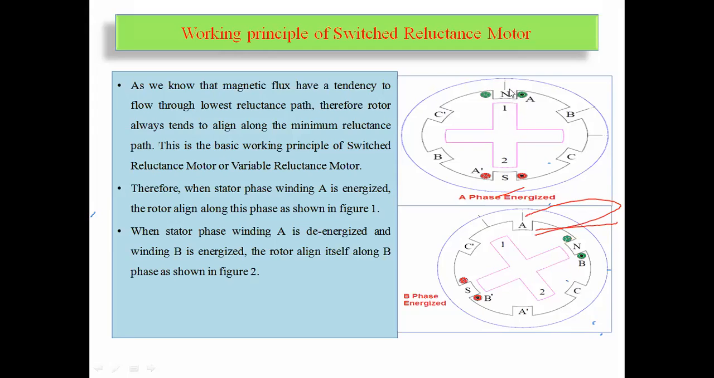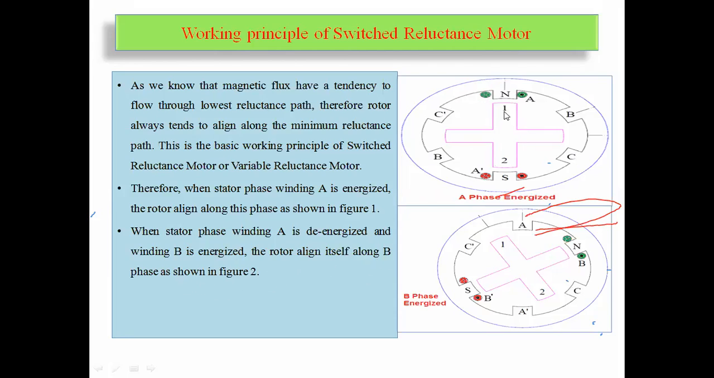सो जेव्हा तुमचा इथं फ्लक्स तयार होणार आहे, रोटर टेन्ड्स टू अलाइन विथ दिस पर्टिक्युलर लो रिलक्टन्स पाथ. म्हणजे रोटर तुमचा जरी कुठेही पोझिशनला असेल तरी काय होणार आहे, रोटर तुमचा ह्या पोझिशनला येणार आहे. ओके, now when stator phase winding A is de-energized and winding B is energized, म्हणजे इथं काय केलं, आधी मी इथं दिलं होतं, माझ्या रोटर पोझिशनला इथं आला होता, मग मी काय केलं, A चा सप्लाय बंद केला आणि B ला मी सप्लाय दिला. Now what will happen, now the rotor aligns itself along B phase as shown in figure.